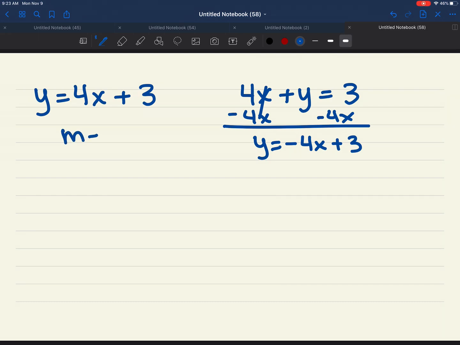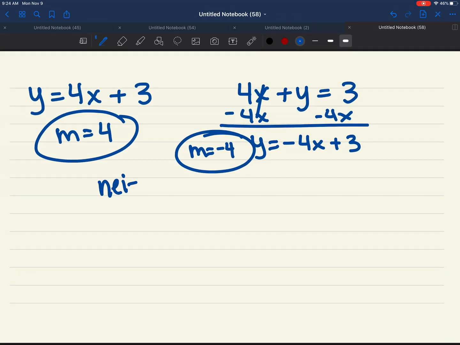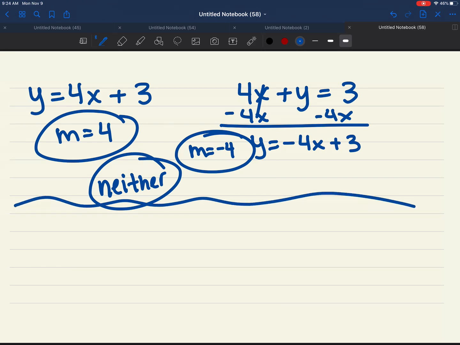So let's go back to the first equation. What's the slope of my first equation? 4. What's the slope of my second equation? -4. Okay. Can anyone compare those two slopes and tell me if they're parallel, perpendicular, or neither? Neither. Why are they not perpendicular? They have different signs. They're not opposite. But they're not opposite. One would have to be -1/4, correct? Does everybody see that? Okay, so these two are neither.